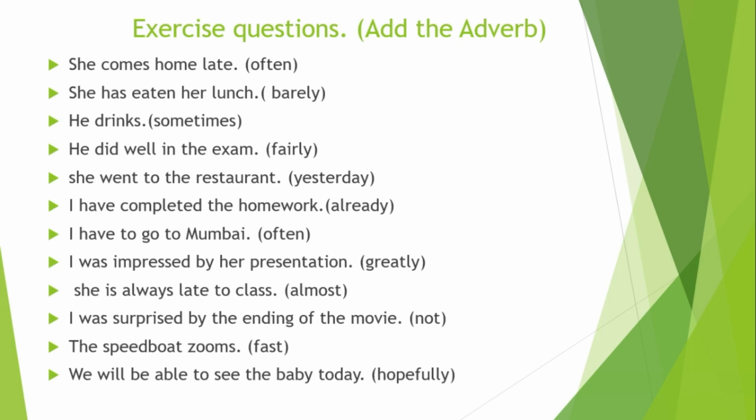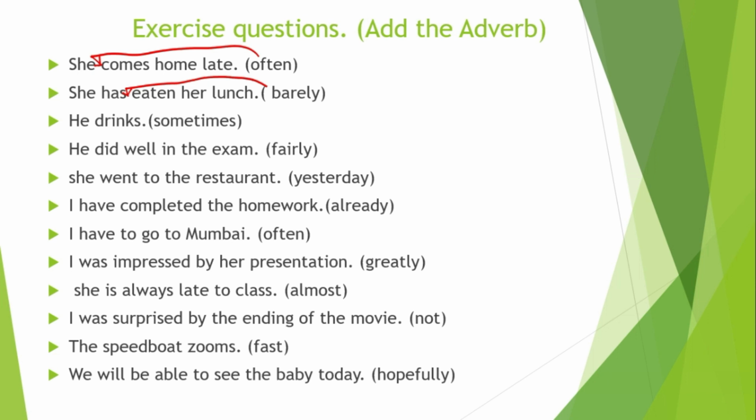So the next set of questions, you have to add the adverb. She comes home late. Now you have to add the word often in between the sentence. So where will it come? She often comes home late. Yes, often will come before the word comes. That is the frequency. She has eaten her lunch. So the word barely you have to add. So where will it come? She has barely eaten her lunch.